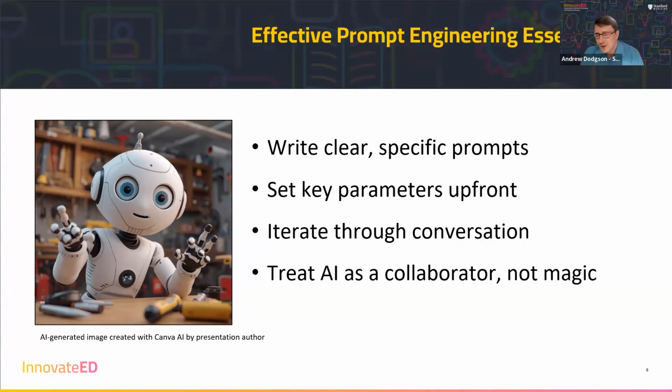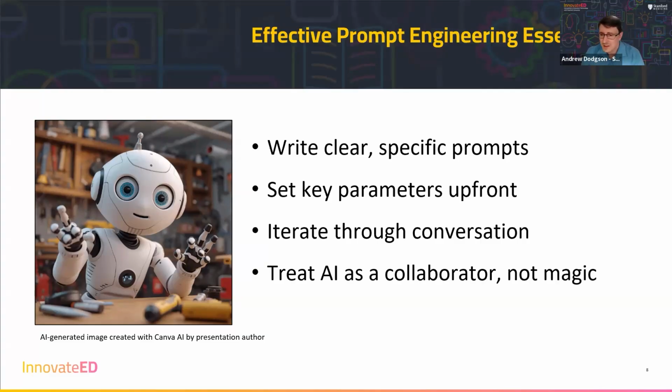Third, iterate through conversation. Your first prompt rarely produces a perfect result. I'm sure we've all seen that by now. This is where AI shines. You can refine through dialogue: make your font larger, change the layout, add more padding around this image. Each refinement gets you closer to your vision. And when you get better at managing the code or start to recognize what it's doing, you can then take what it gives you and add to it.